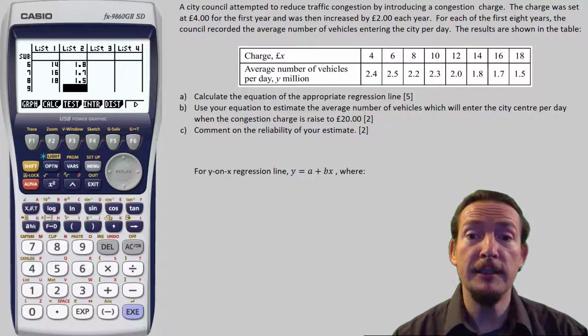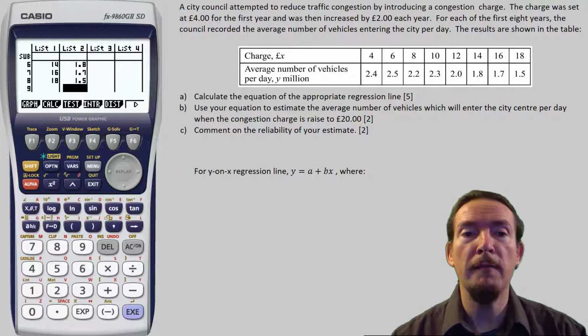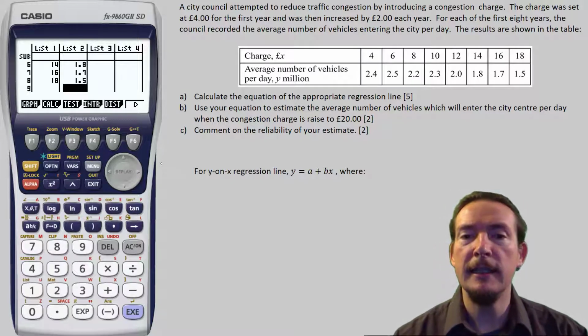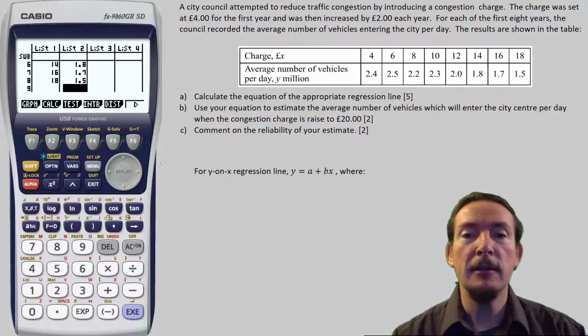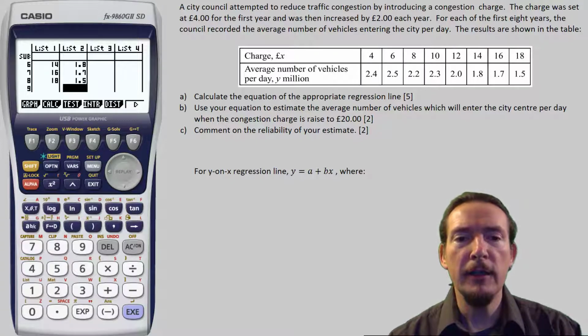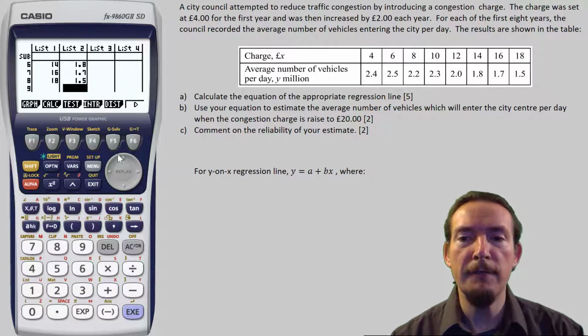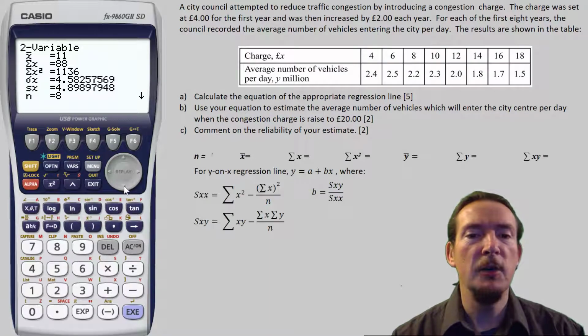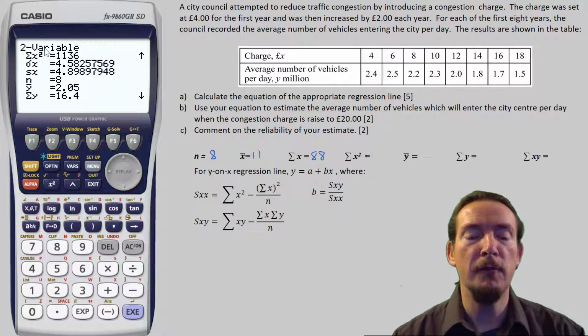Now the calculator generates this value for us, but we need to get all 5 marks, so we're going to have to show some method. The calculation for b uses the same SXX and SXY formula we used in our last video for finding PMCC. The calculator doesn't generate these directly for us, unfortunately, but it does give us the totals required to find them. If they are not given in the question, you can find them by pressing F2 for the calc function, followed by F2 for 2 variable calculations. So copying them onto our paper, we can now substitute them directly into the formula for b.